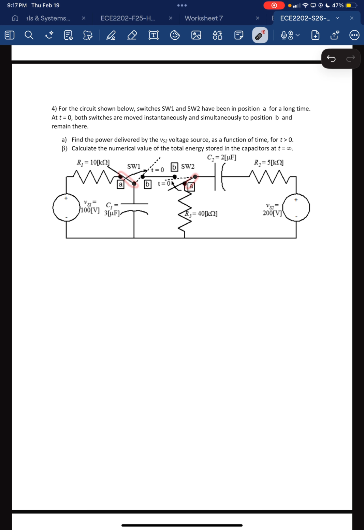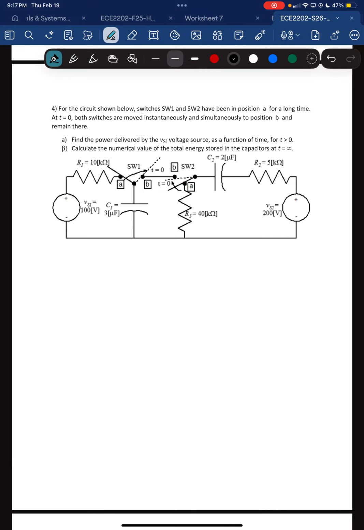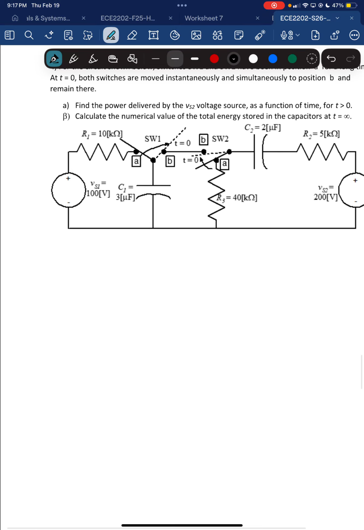So what we should notice is that the capacitors at this point are not connected to each other. And since we are also told that these switches have been in position for a long time, we can convert both capacitors to open circuits and solve for those voltages individually. So I'm going to do t less than 0 for C1 first.